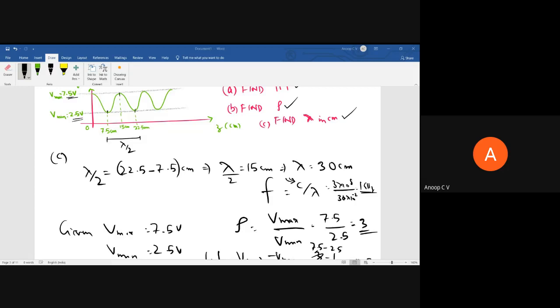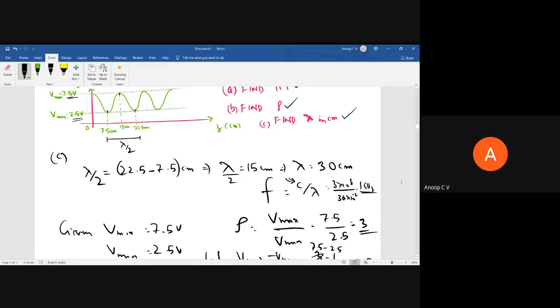Sorry, instead of 7.5 and 2.5, I have written 3 and 1. Why? Because I was thinking of rho minus 1 and rho plus 1. I hope it didn't create any confusion. You understood it was a mistake from my side. Even though it was a mistake, both ways are correct. So now we'll move on to the next problem.